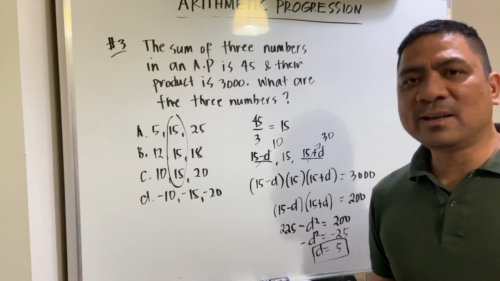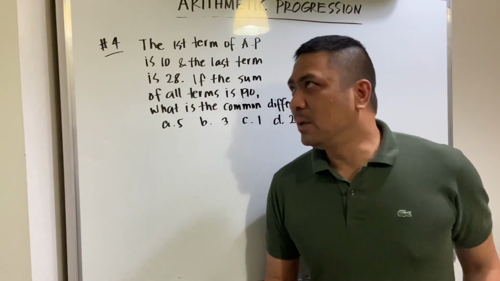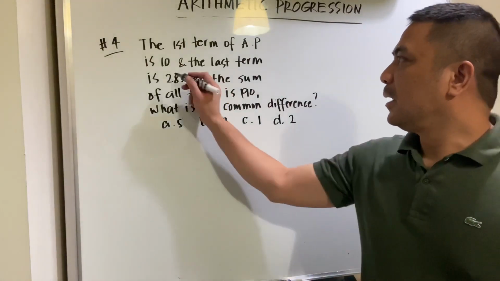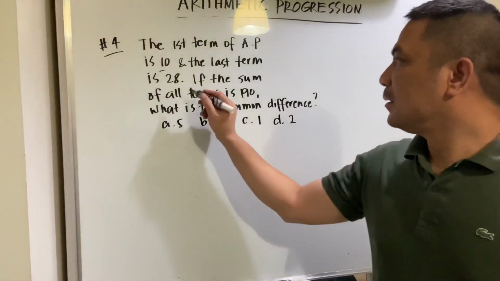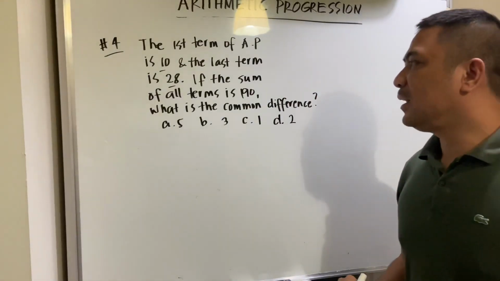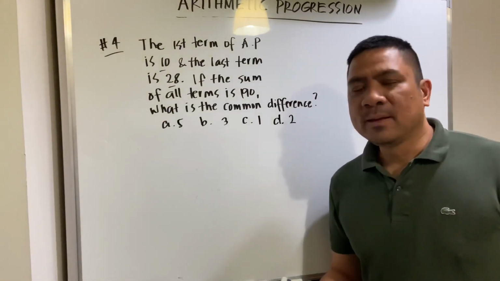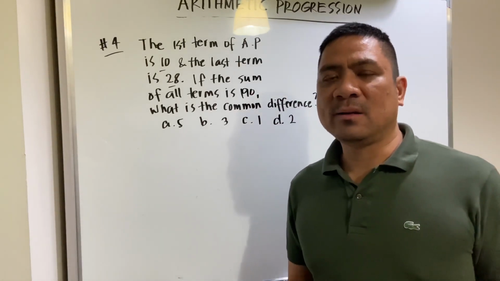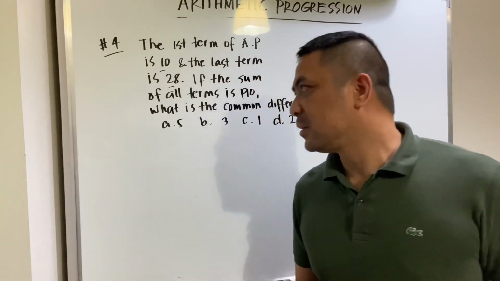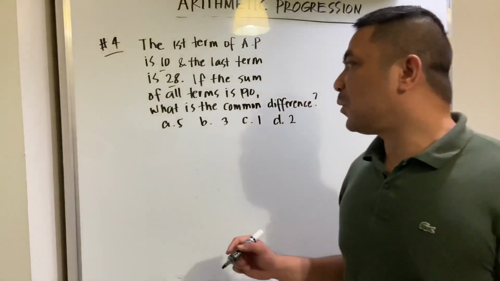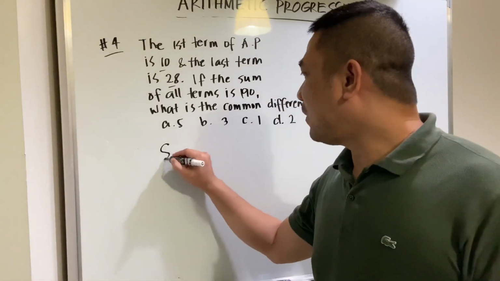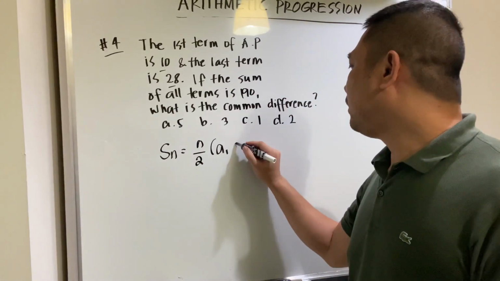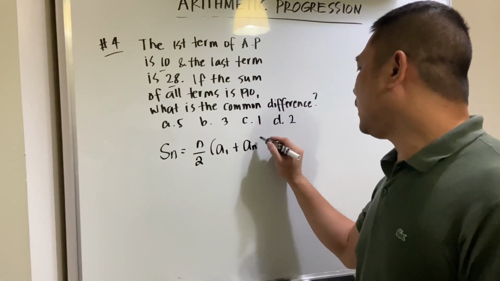Okay, so let's go to another problem. Our second to the last problem says the first term of an arithmetic progression is 10 and the last term is 28. If the sum of all terms is 190, what is the common difference? In this case, we will use the second formula that we derived, which is the sum of all terms in an arithmetic series or arithmetic progression. So the sum of all terms is equal to the number of terms divided by 2, the first term plus the last term, times the quantity.